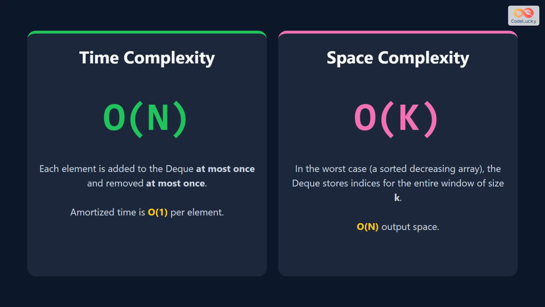This approach gives us a time complexity of O(n). Even though we have a loop inside a loop, each element is added to the deque exactly once and removed at most once. This amortizes to constant time per element. The space complexity is O(k), as the deque will store at most k elements in the worst case.